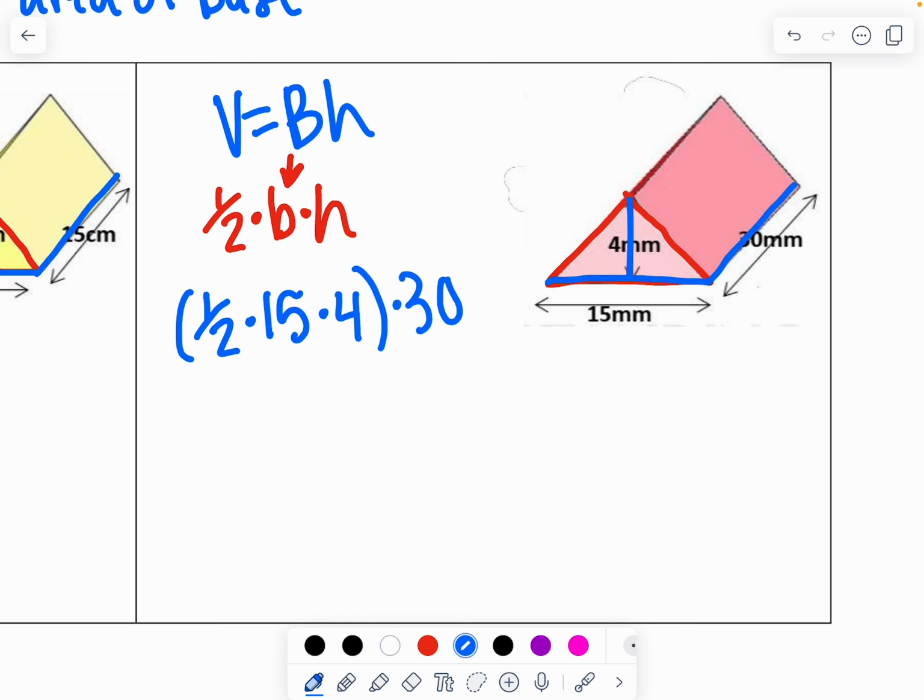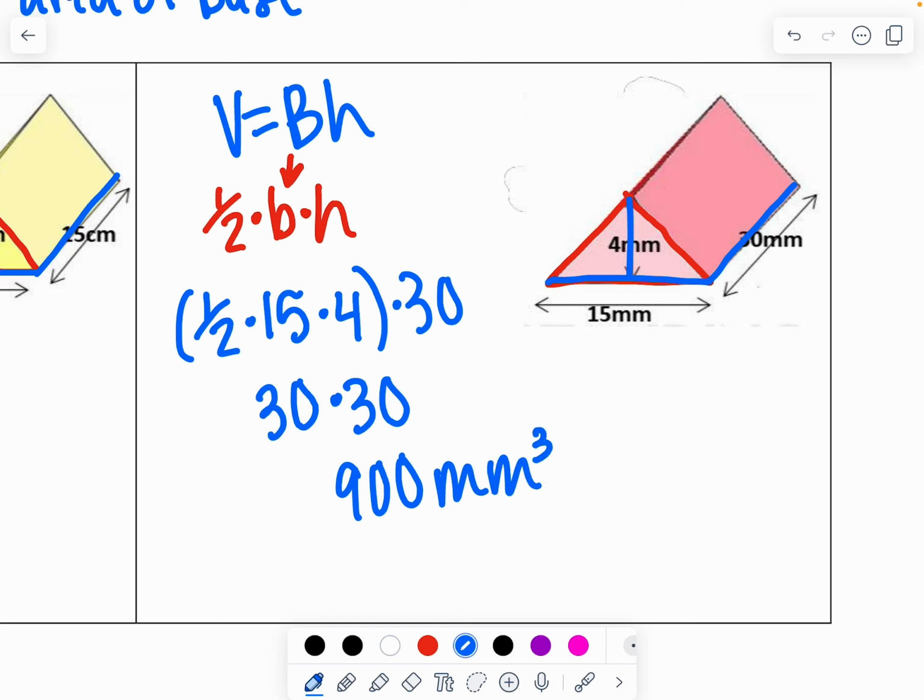And then you solve this. I know that 1/2 of 4 is 2, and then 2 times 15 is 30. So I get 30 on the inside of the parentheses, and then I multiply by 30 on the outside, which is our height. You can put this in your calculator, but you should know 3 times 3 is 9, and then you have those zeros at the end, so it would be 900, and it would be millimeters cubed is our answer.